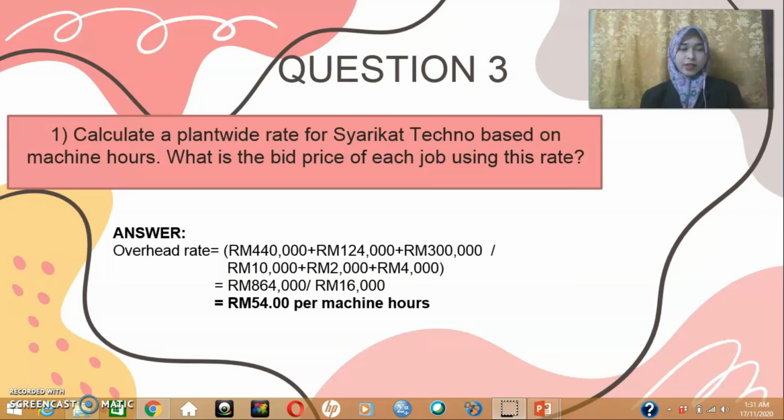For the first one, we need to find the overhead rate, which adds all the departmental overheads for welding, assembly, and also finishing, divided by 10,000, 2,000, and also 4,000 machine hours, and we get the answer 54 ringgit per machine hour.